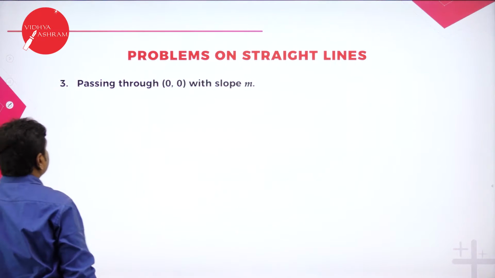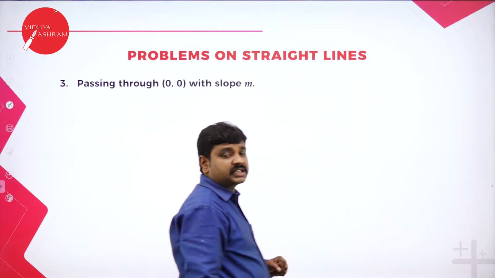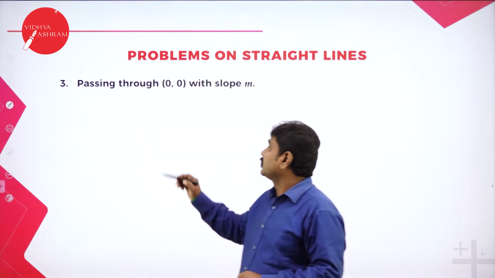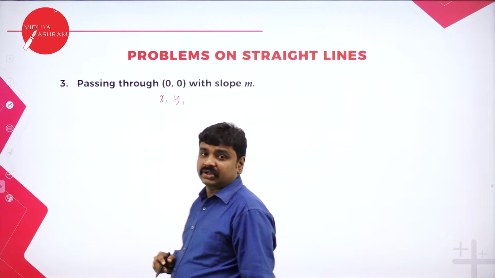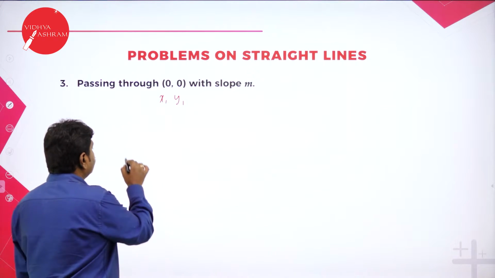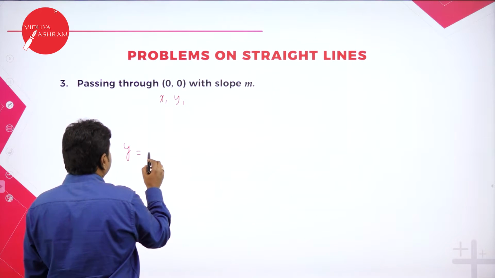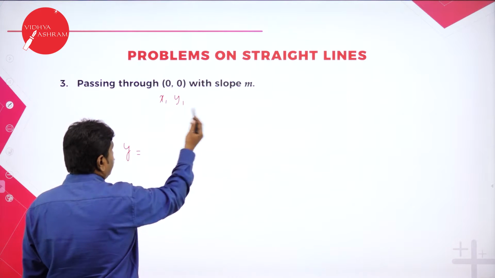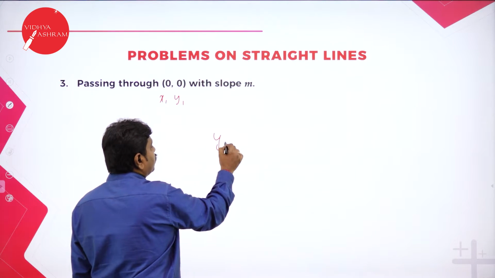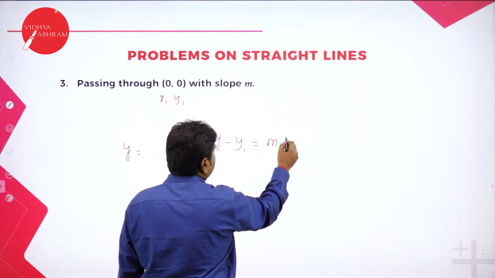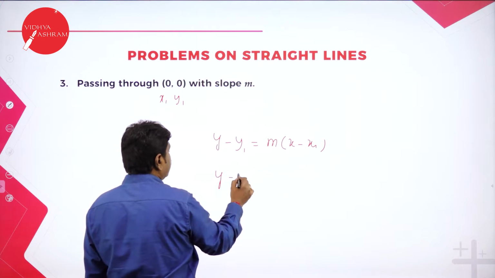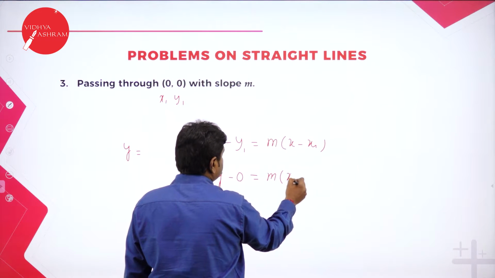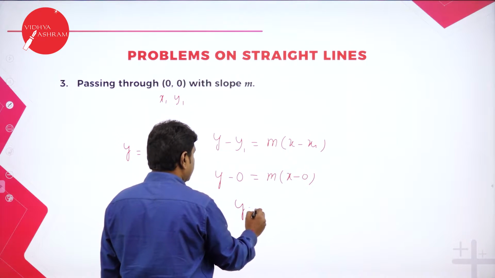Next. They want you to find the equation of the line passing through 0, 0 and slope m. So now they gave point x1, y1. They gave slope is m. So slope and point they give. I'll write the y minus y1 because point and slope you know. So required equation is y minus y1 is equal to m into x minus x1. Y minus y1 is 0. Y minus 0 is equal to m into x minus 0. So you'll get y is equal to mx.